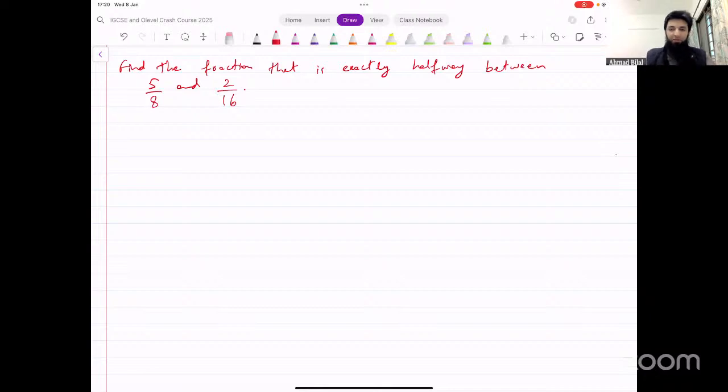Yeah, what do we get from this? What's the number halfway between these two numbers? Does anyone have the result?